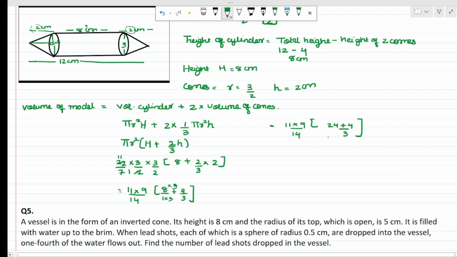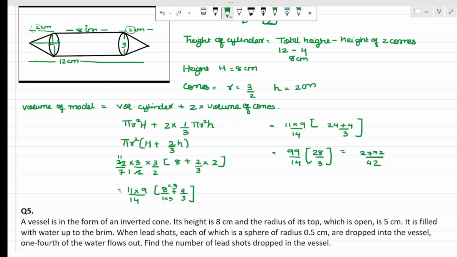upon 3. Now solve this: 11 into 9, that means 99 upon 14 multiplied by 24 plus 4, that means 28 upon 3. Now calculate this. 99 into 28 gives you 2772 upon 14 multiplied by 3 will give you 42. Now divide this: 2772 divided by 42. So your answer will be 66 centimeter cube.